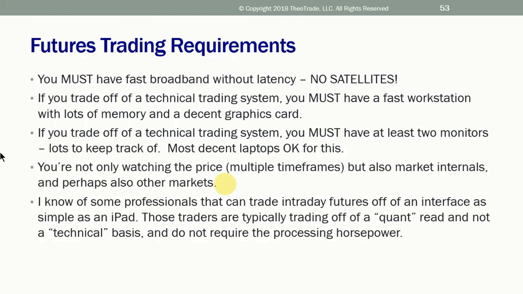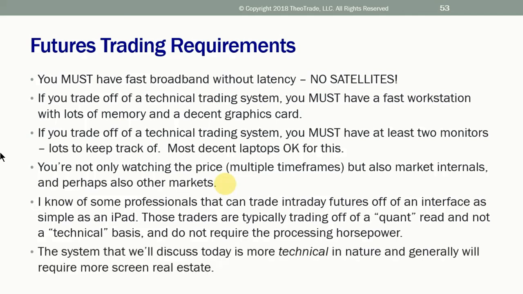I know of some professionals that can trade off of an iPad with futures, but these are typically quants, right? They're just looking at numbers, they're looking at their deltas and just trading futures off of them, or maybe they're getting some kind of a read that the market internals are turning down, and they just want to get short or long. They just want to get short or long, and they don't really particularly care about what the chart is showing.